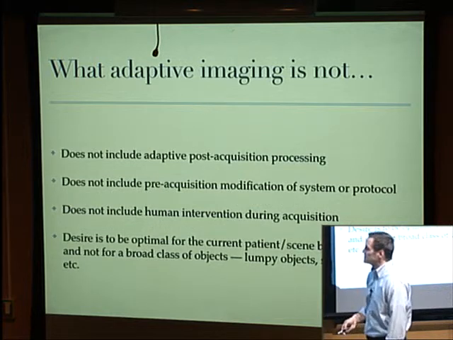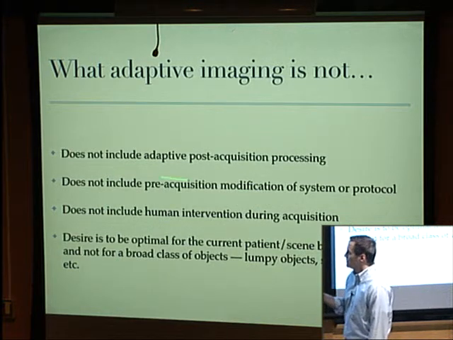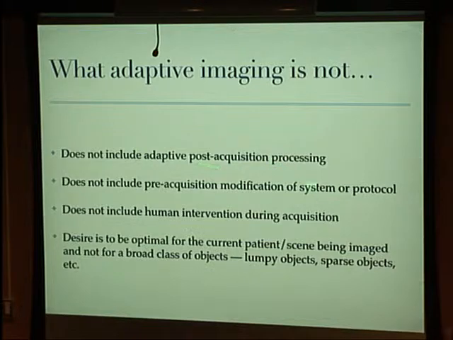What adaptive imaging is not: we're not considering adaptive post-processing or post-acquisition processing. So, adaptive filtering techniques and things like that, we're not really considering that. Once you have the data, what you do after that is processing and performing the task. We're not including pre-acquisition modification of the system or the protocol. So if you see that you have a big patient coming in and adjust the system accordingly, that's not adaptive, that's adjustable.